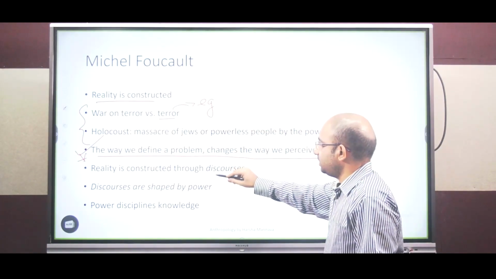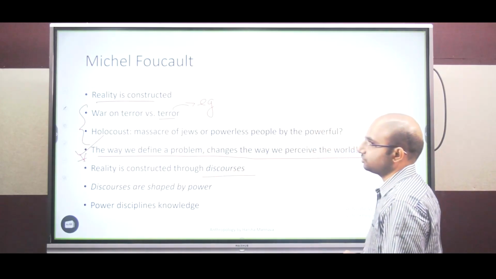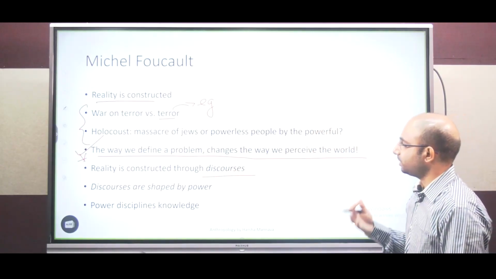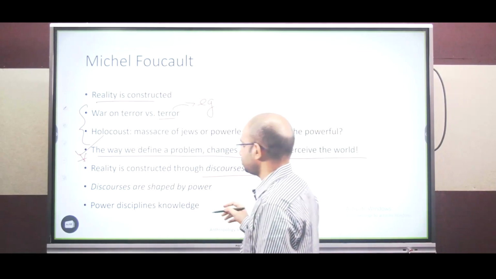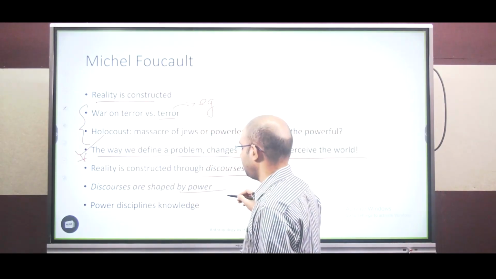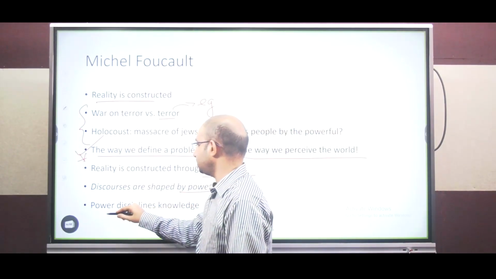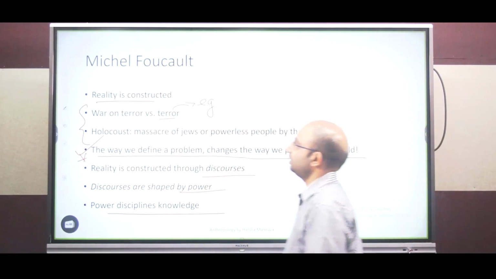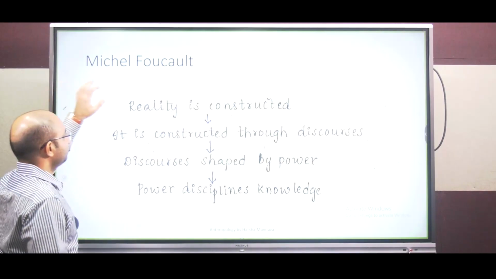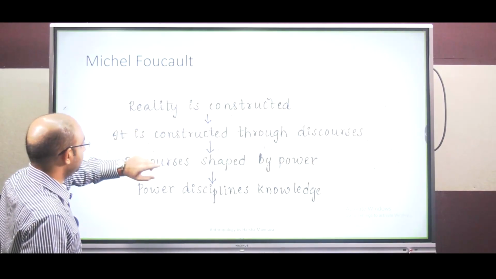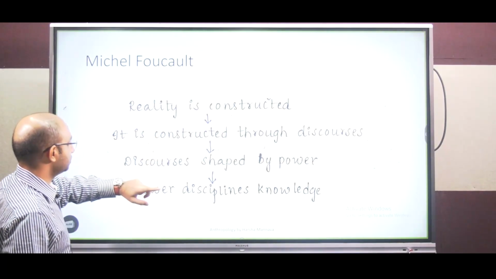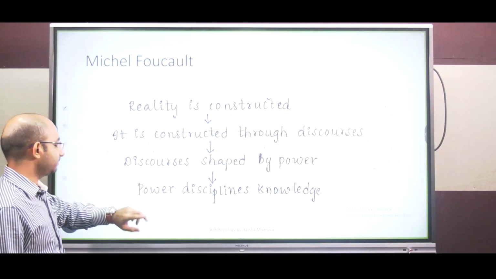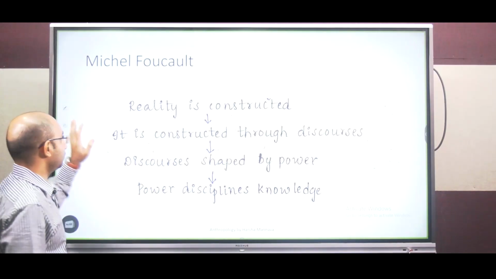How do we construct our reality? Through something he calls discourses, that is, through our popular discourse. And discourses are shaped by power through media and other things, and hence he concludes that power disciplines knowledge. So we can explore his ideas in terms of this flowchart. Reality is constructed. It is constructed through discourses. Discourses are shaped by power, and hence power disciplines knowledge.